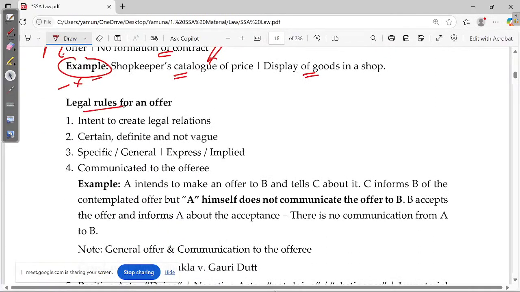Next heading. For a contract to be a valid one, we need to have 10 essentials. Same as for an offer to be a valid one, we need the following essentials. Very first point carries from the definition: you should have an intention to create a legal relationship, which is a direct point saying that a legal relationship should be there. Second, certainty and definiteness should be there, and it should not be vague. Directly, this is leading to the point of certainty and possibility of performance.